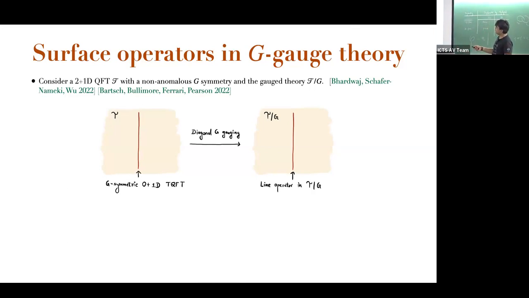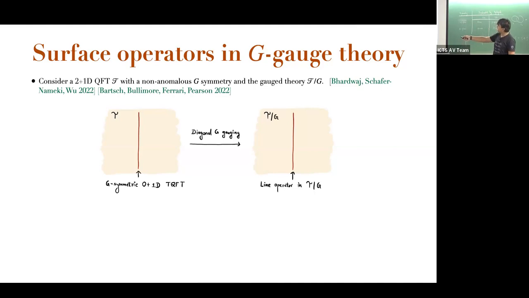Suppose we have a generic QFT T with G symmetry, non-anomalous. We can gauge it to get some QFT T mod G. But in the gauging procedure, we can add a 0+1D TQFT, just a line on which a TQFT lives. This TQFT is required to also have a G symmetry. And we can gauge the diagonal G symmetry to get a line operator in T mod G.